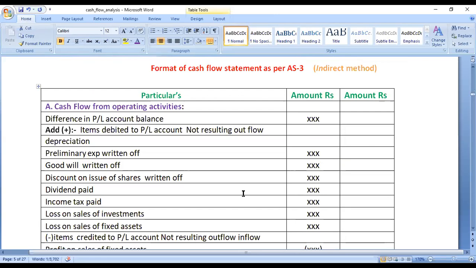And moreover, very important is it's a similar chapter for fund flow statement. Fund flow statement gets a similar chapter, my dear students.